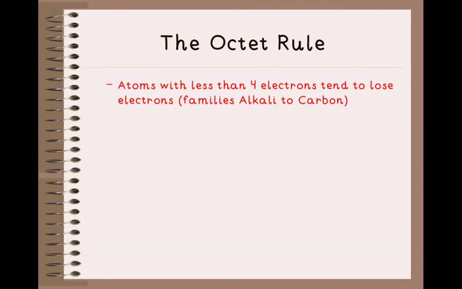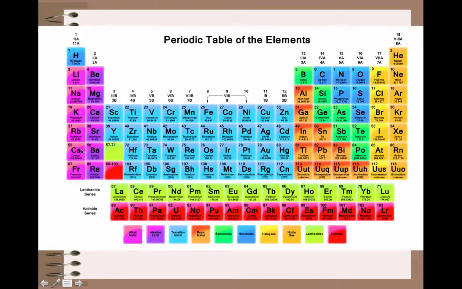In general, the octet rule says that atoms with less than 4 electrons tend to lose electrons. The family is from alkali to carbon. So let's look at the periodic table. This one will lose the 1 electron that they have, because they will be more stable. This one will lose the 2 electrons that they have because they will be more stable. The same will happen to the boron family.